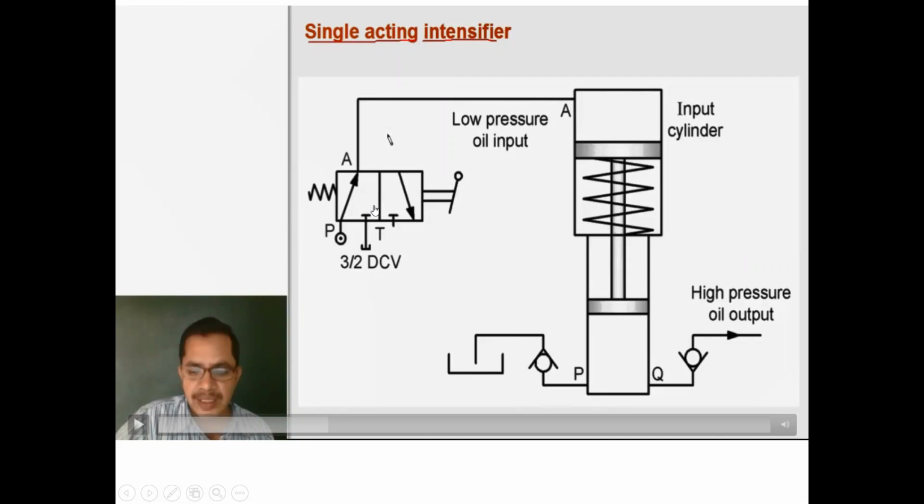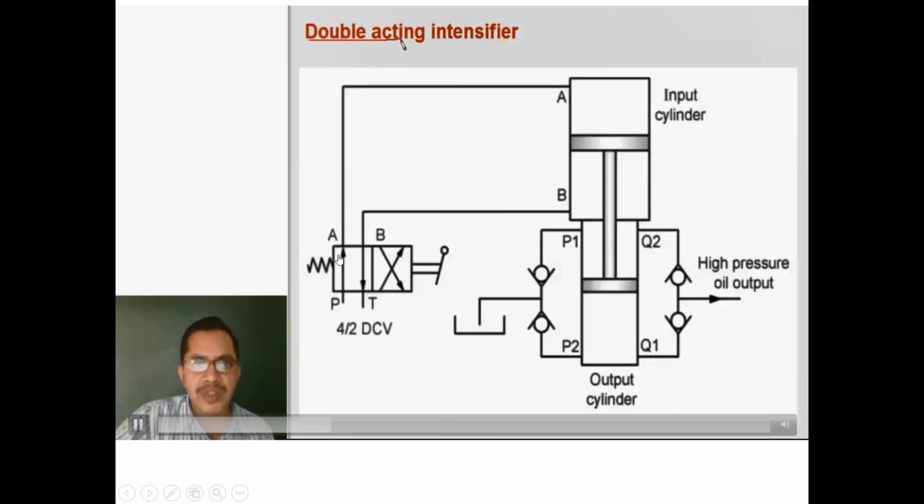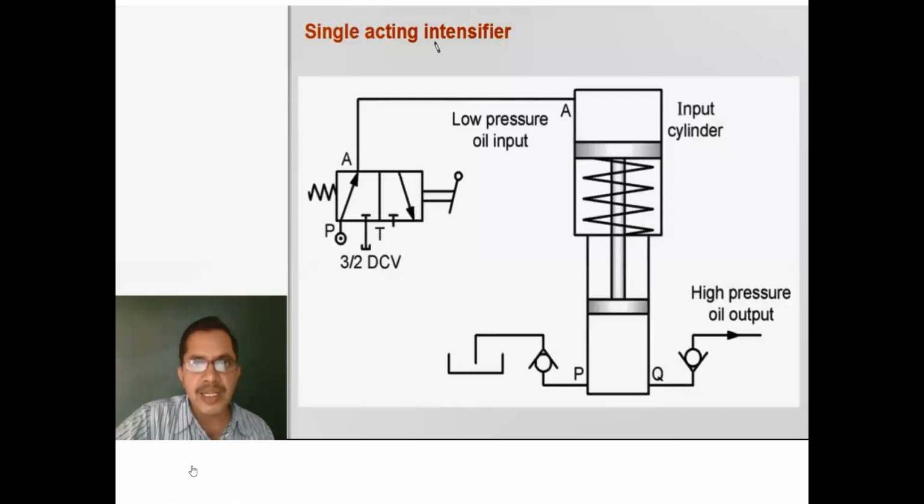You can see this is position number 1 and this is position number 2. This is the first way, this is the second way, and this is the third way. Similarly here, this is the first way, second way, and this is the third way. So it is a 3 by 2 direction control valve. Now what is happening the first time? We shall see the single acting intensifier now.